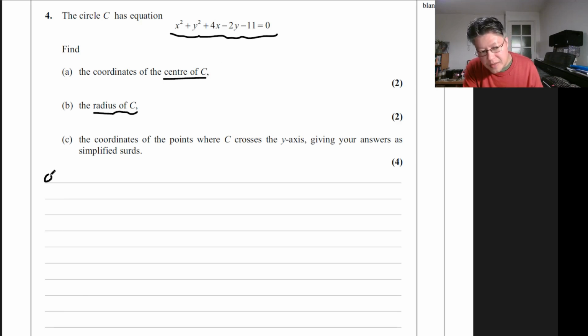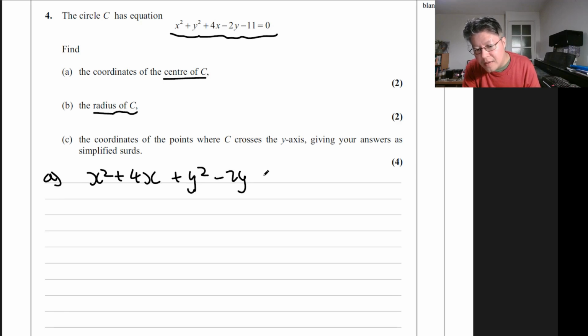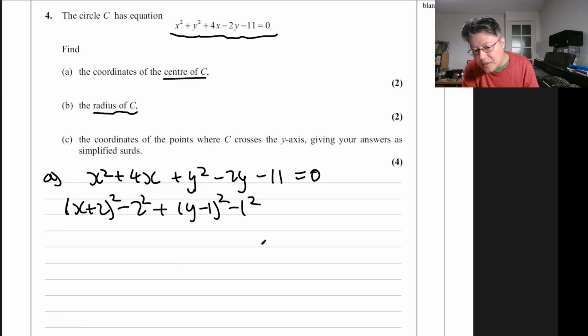So part A, let's first group up the x's. So we have x squared plus 4x and then plus y squared minus 2y minus 11 equals 0. And we'll complete the square on the x terms first. So here we get (x plus 2) all squared minus 2 squared plus, and now we'll complete the square on the y terms. So that becomes (y minus 1) squared minus 1 squared and then minus 11 equals 0.